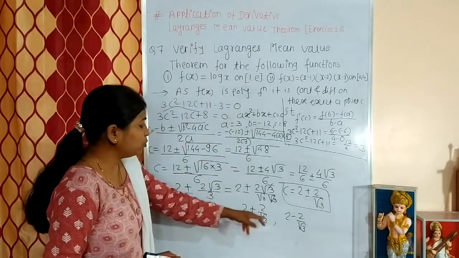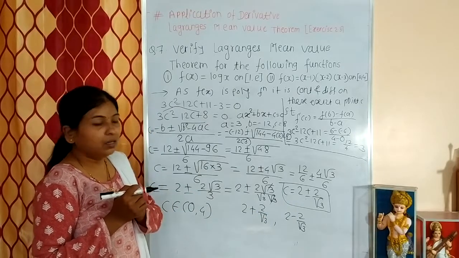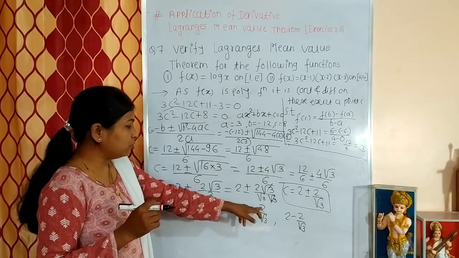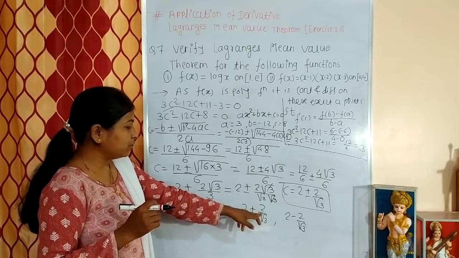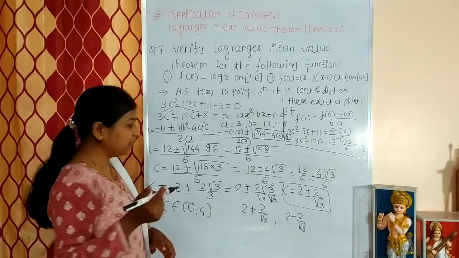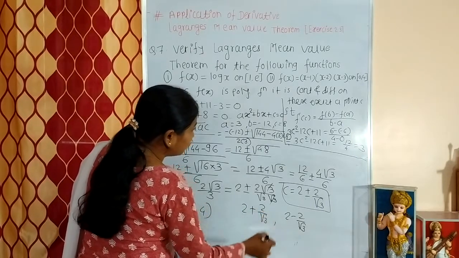Then 2 plus 2 upon root 3. What is the value of root 3? That is 1 point something. Then this 2 plus 2 upon root 3 is 2 upon 1 point something plus 2. This is also less than 4. Just consider approximately. Then this 2 plus 2 upon root 3 is less than 4.